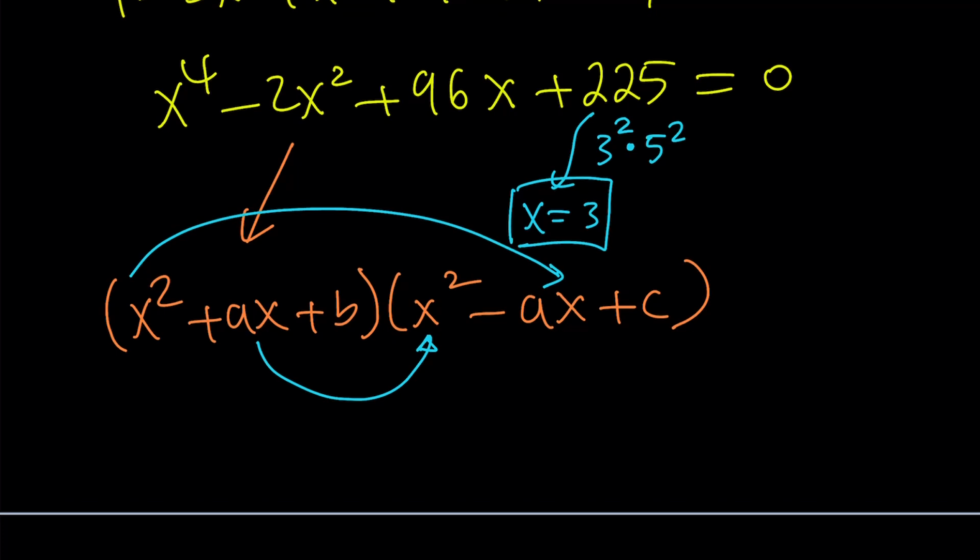So this reduces the number of variables. We have only 3 instead of 4. So that's an improvement. But you can also think about this. B times c is 225.